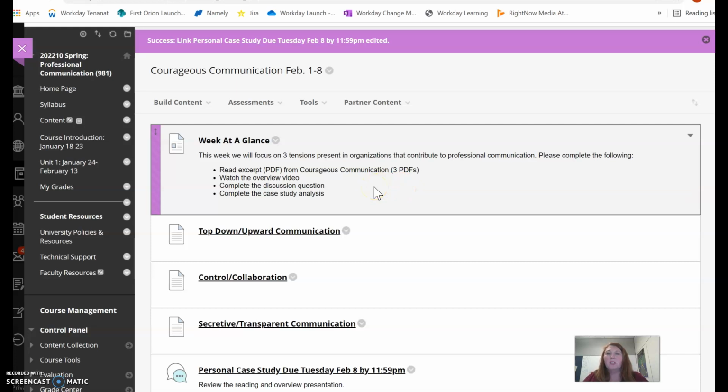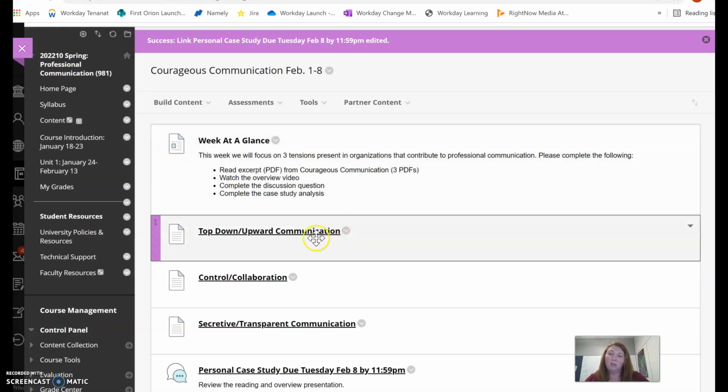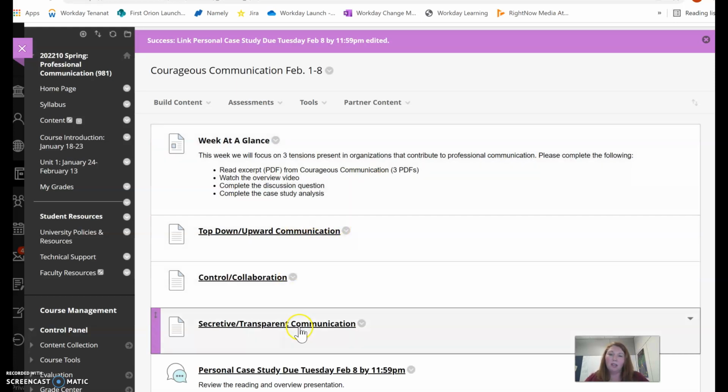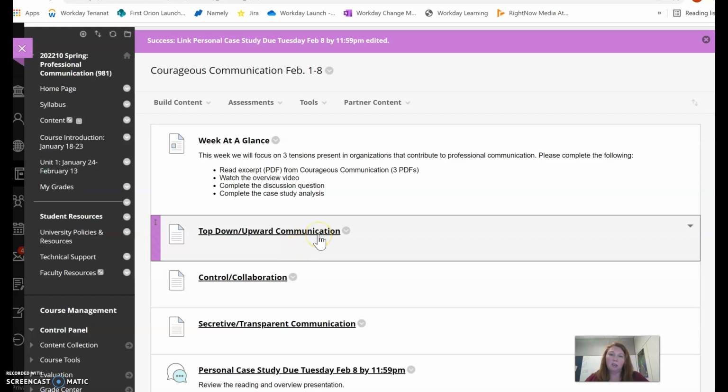So we are going to focus on 3 tensions that are present in organizations that leaders have to navigate through to create professional communication. Related to these topics, I would like for you to read these 3 PDFs from the textbook Courageous Communication. You can also purchase this book if you want to. Maybe parts of it may be online as well.